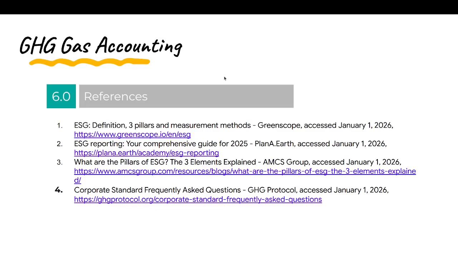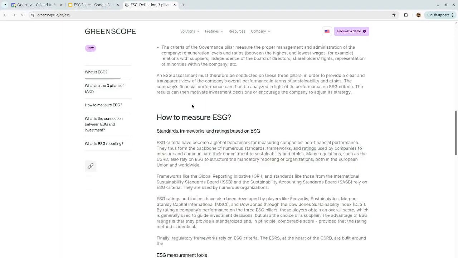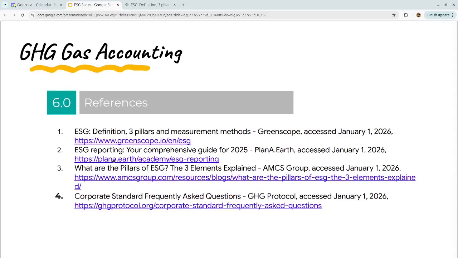So in terms of the resources that I have used for this presentation, of course, I have to give credit where it's due. I actually did a research using Gemini, so that's Gemini Deep Research, and that's how I landed on some of these resources. Of course, I haven't put everything in here, but you can just go through this resource where you can read ESG definition, 3 pillars and measurement methods. So this is the green scope. You can read all about it here, or you can continue with ESG reporting, your comprehensive guide for 2025.